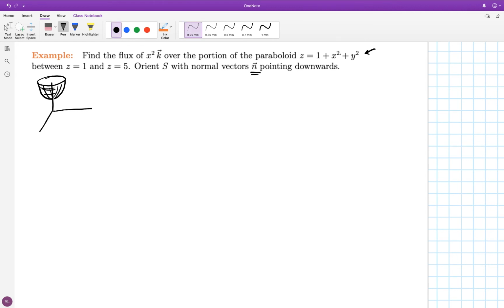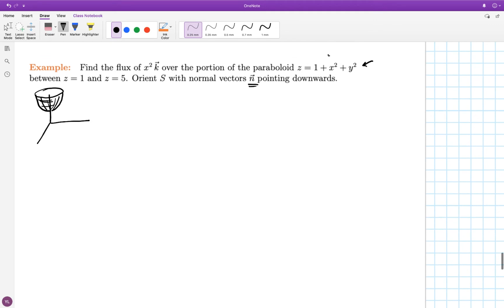If we make x equal the u parameter and y equal the v parameter, then the r sub u is going to be pointing in the direction of the x-axis, and the r sub v is going to be pointing in the direction of the y-axis. And the right-hand rule will put that cross product, ru cross rv, pointing upwards. So since I want n pointing downwards, I'm just going to switch that up. I'm going to make x the v parameter instead, and y the u parameter, and that will reverse everything.